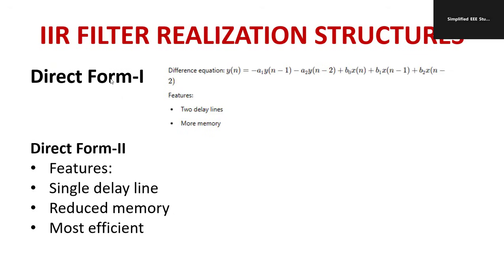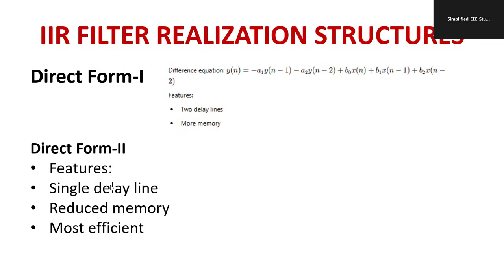Here the two forms are there. One is direct form 1 and direct form number 2. While talking about direct form number 1, you can see the given direct form number 1. That is y of n equal to minus a1 into y of n minus 1 minus a2 into y of n minus 2 plus b naught x of n plus b1 x of n minus 1 plus b2 x of n minus 2. Here the speciality is 2 delay lines will be there in the case of direct form number 1, and it needs more memory.